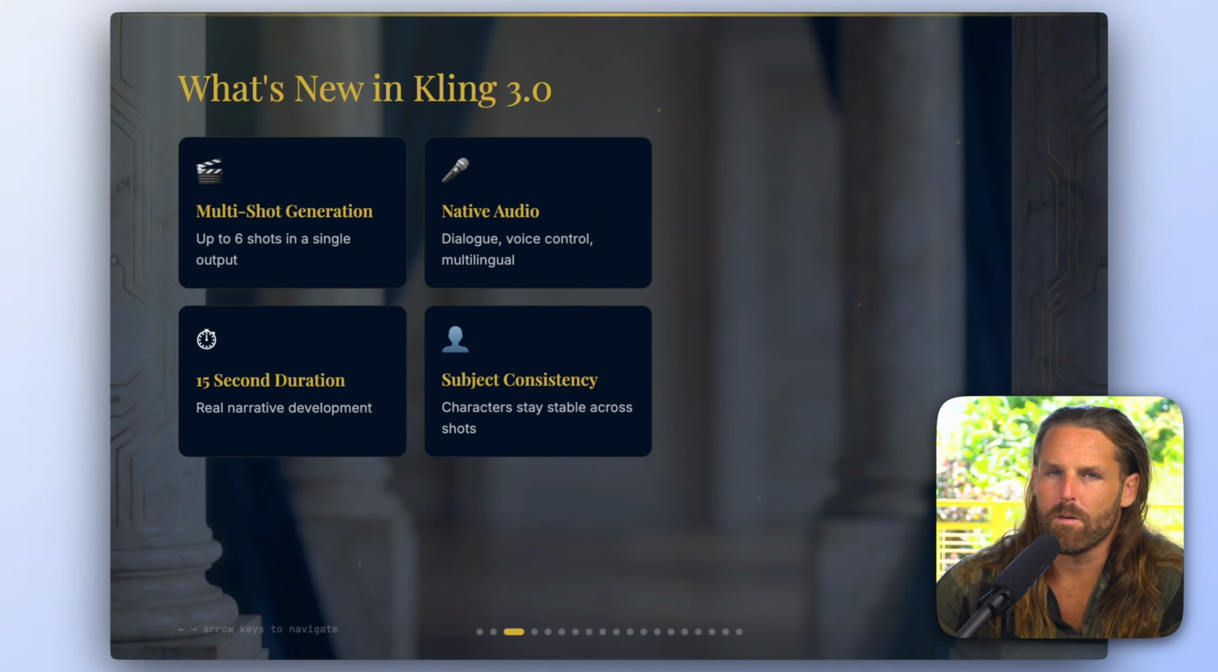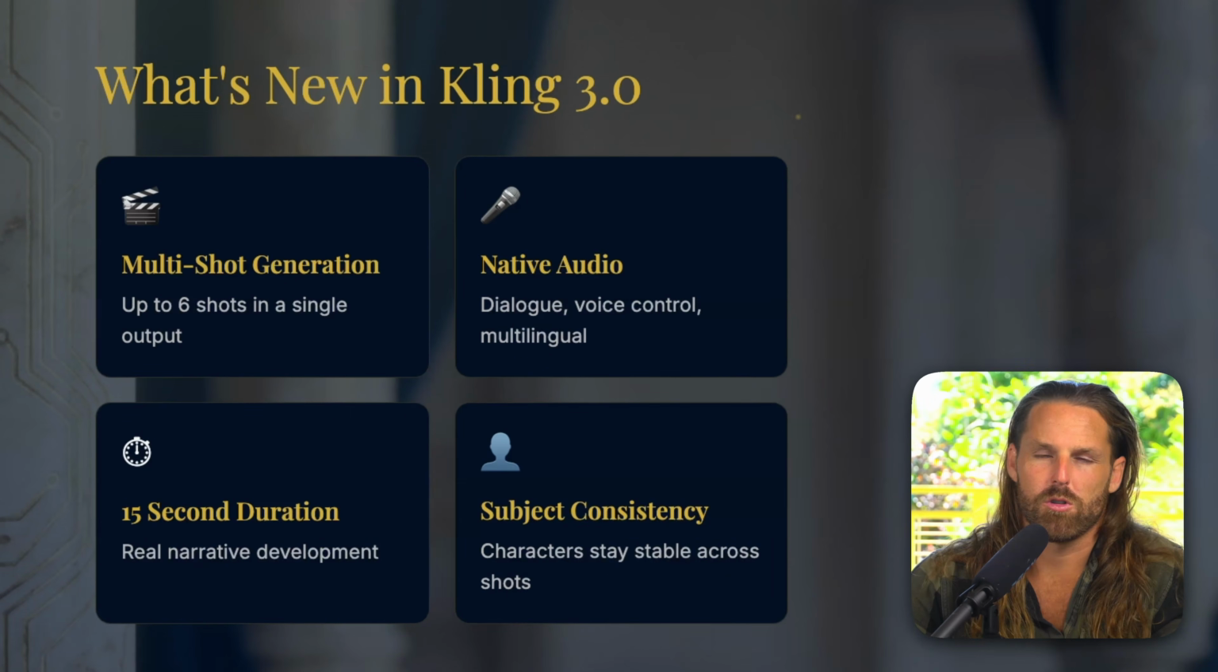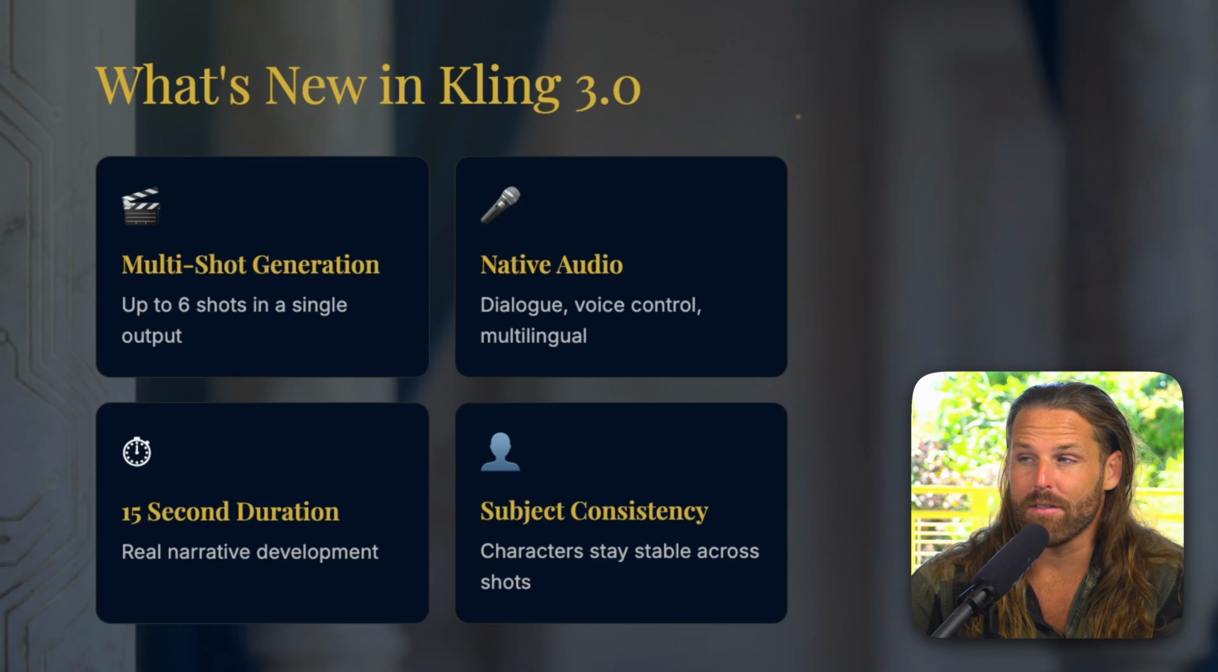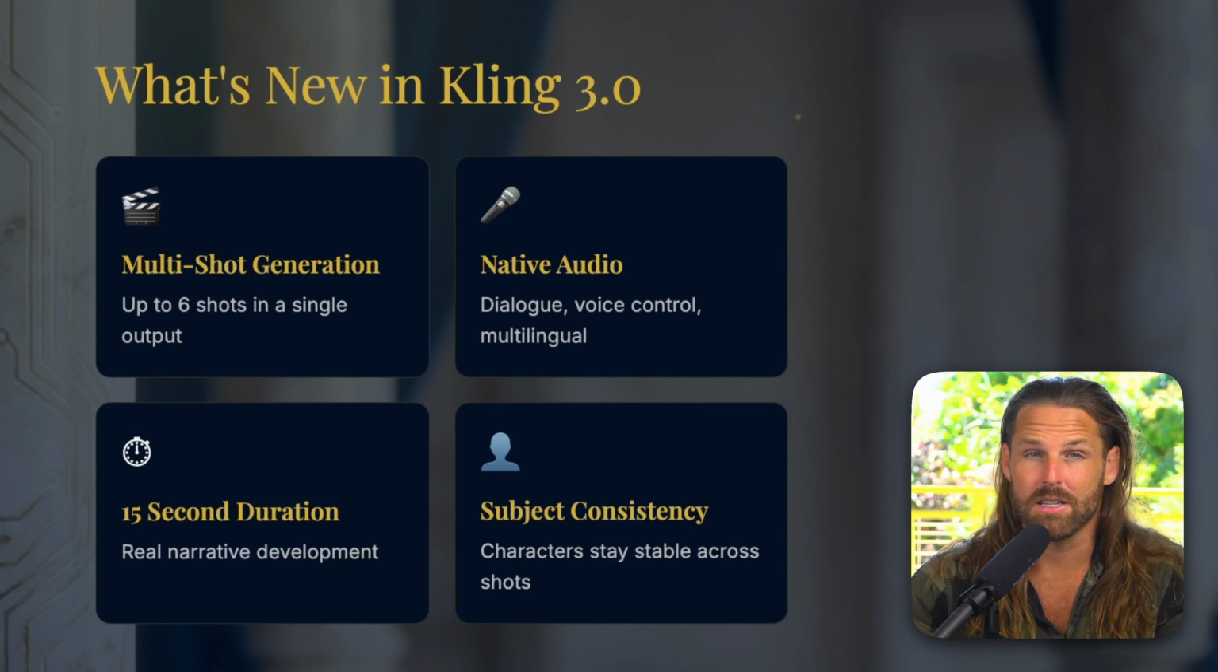Now, what's new in Kling 3? Well, we got multi-shot generation. This is huge. We can have up to 6 shots in a single output, so we can make a scene in just one video generation. We can have native audio in there, multilingual, and each generation can last up to 15 seconds, which really allows us to start telling stories. And to top this all off, the subject consistency is off the charts. So we have new capabilities here with 15 seconds that we never had before.